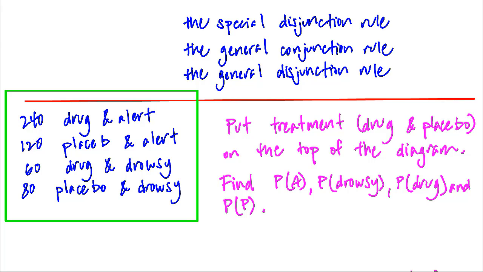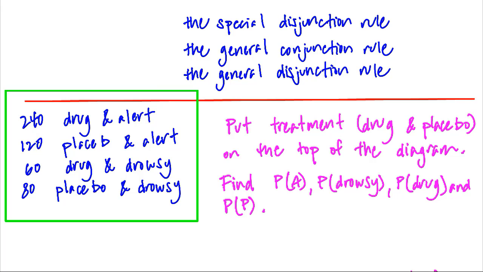Okay, hi. In this video, I want to go through these three probability rules, which are in section 6.2 of the book, starting on page 152 to 158.